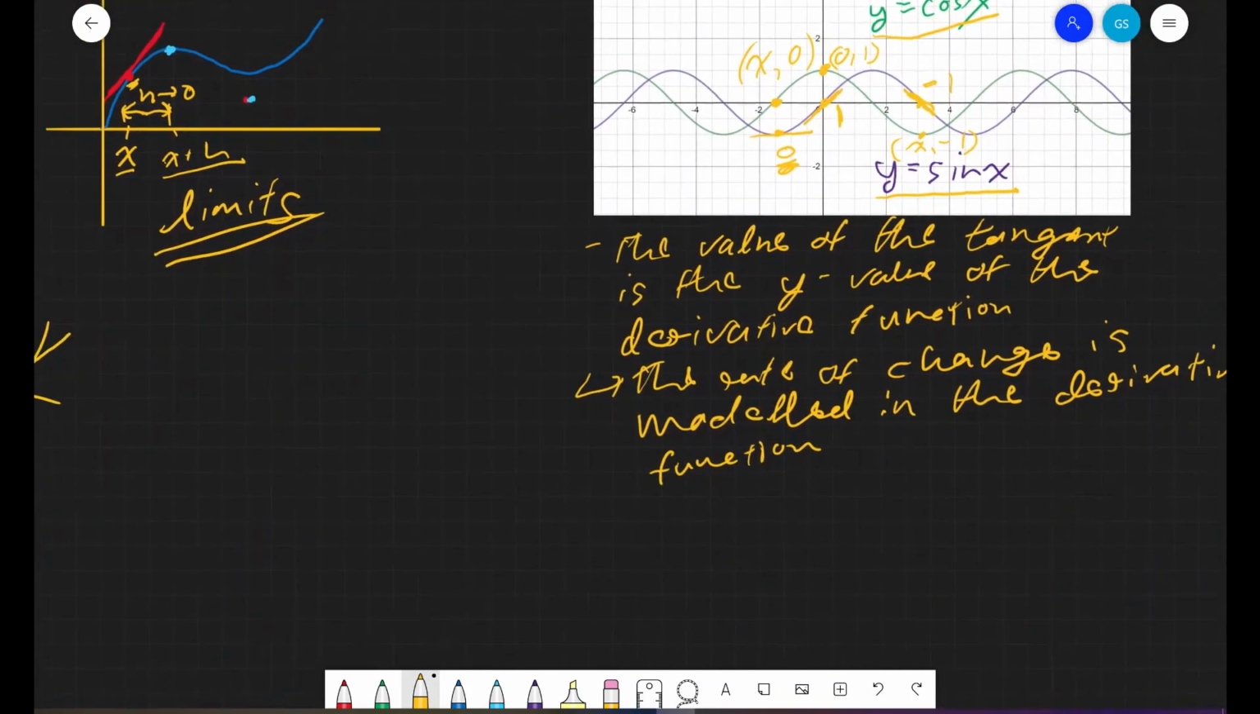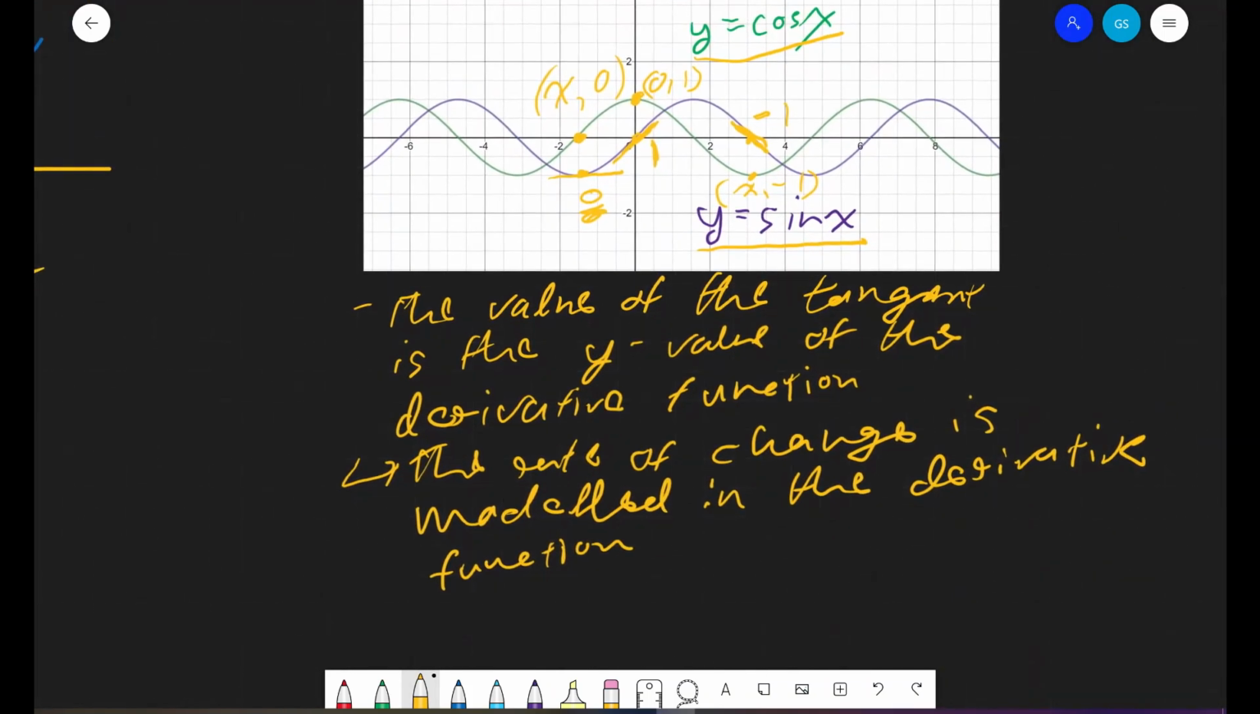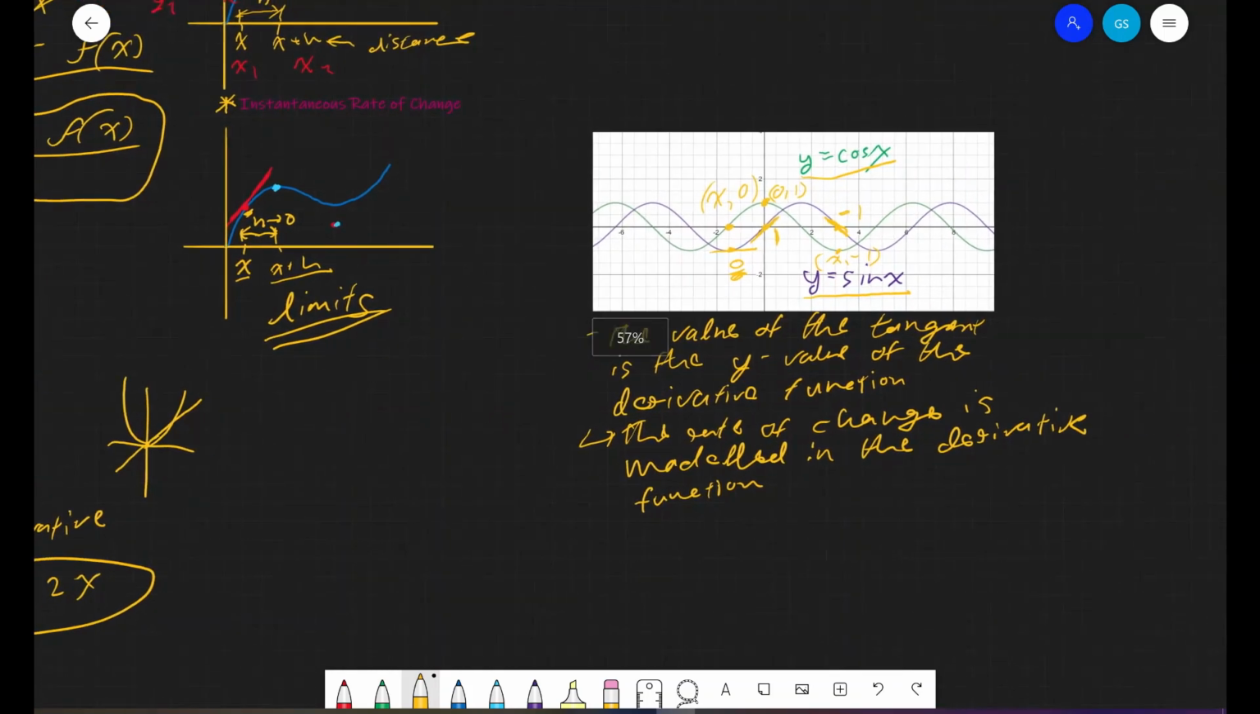But basically, I tried just to show the intuition behind the idea of the derivative function. It's all about another function modeling the rate of change of the previous function at those points. So hopefully this all made sense.